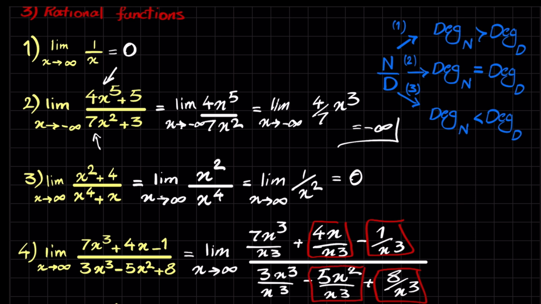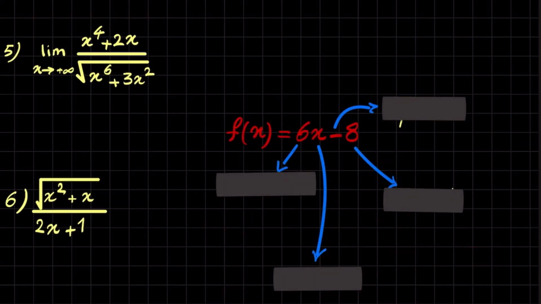Since all of these are going to be bottom heavy, they're going to be insignificant, and the only things that we're going to get is a 7 and a 3, which is going to be 7/3.